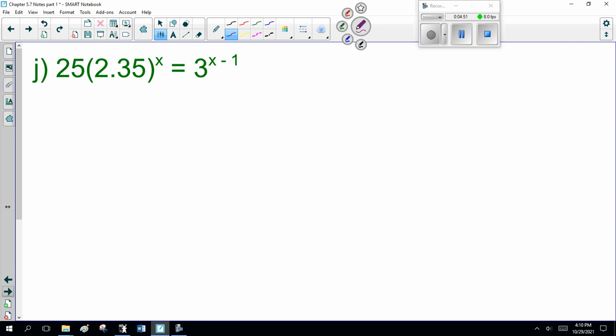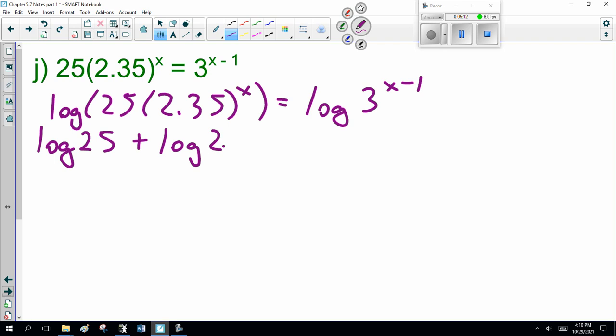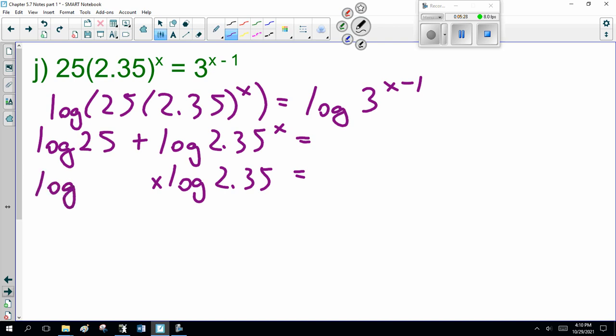Anyway, exponent with a variable in it, we do a log. So log of both sides. This is log of 25 times 2.35 to the x equals log of x minus 1. Now, log of 25 is log of 2.35 to the x. Now this is x log 2.35. So remember, we take the exponents down, and I really should not skip steps like that.